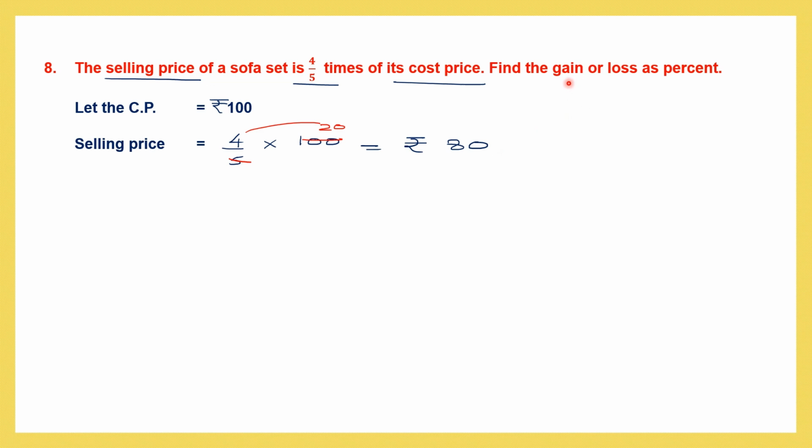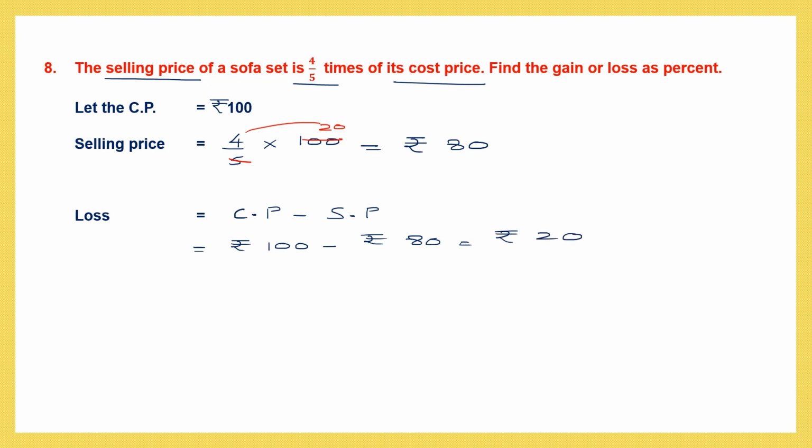So the question is find the gain or the loss percent. So now we know it's a loss. We have to find out what the loss is. So loss will be the cost price minus the selling price. So let's write that, cost price minus the selling price. This is the loss. So cost price is 100 rupees minus the selling price, which is 80 rupees. 100 minus 80 is 20. So the loss is 20 rupees.